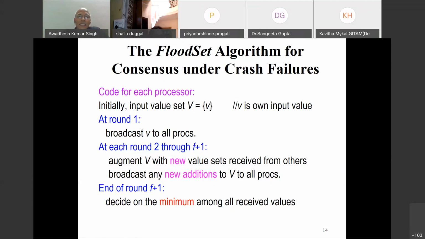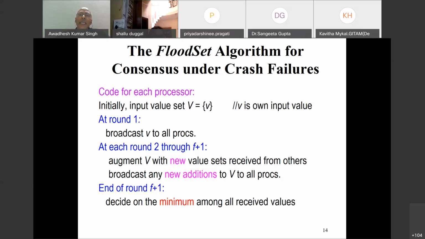So eventually everyone will have the same set of inputs, and after that it can decide. For example, say you have a scenario where there are 100 banks connected to a particular network, and you want to know which bank has the minimum balance. Using this flood set algorithm, each bank will share its balance with the other banks, and eventually all the banks will have the balance of every individual bank. From that set, it can find the minimum balance. So every bank will be able to know which bank has got the minimum balance.